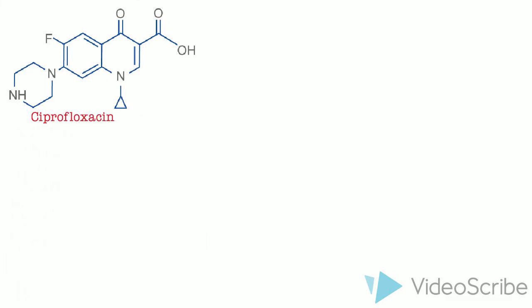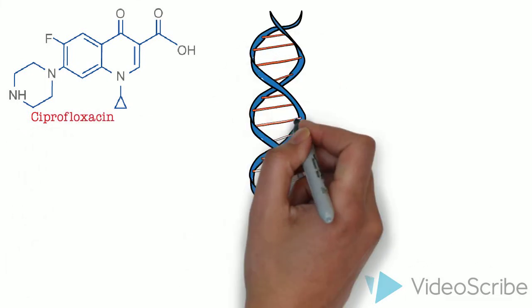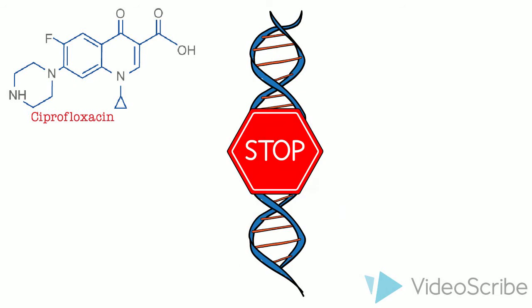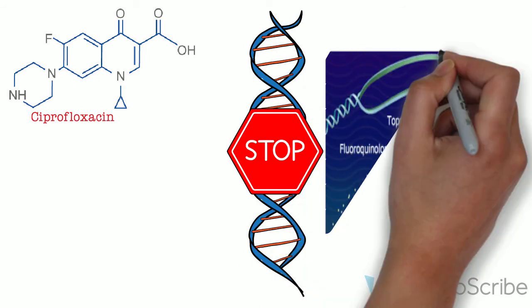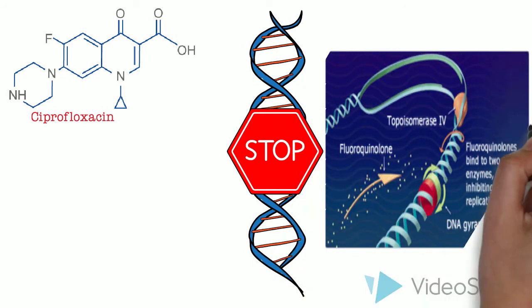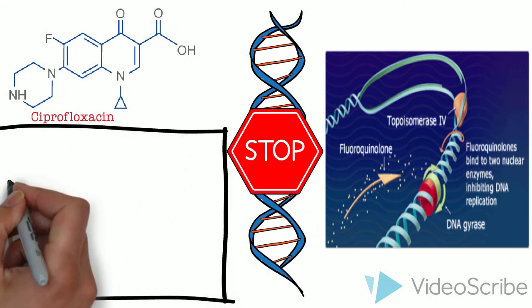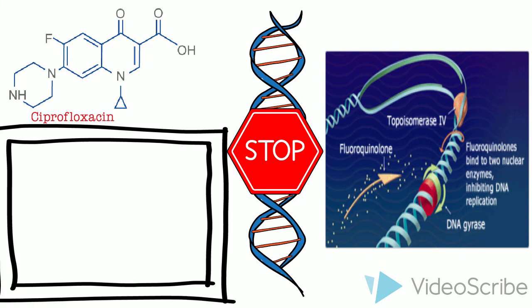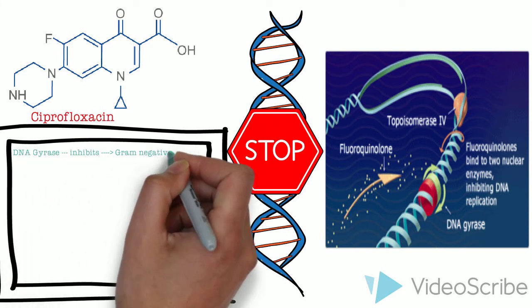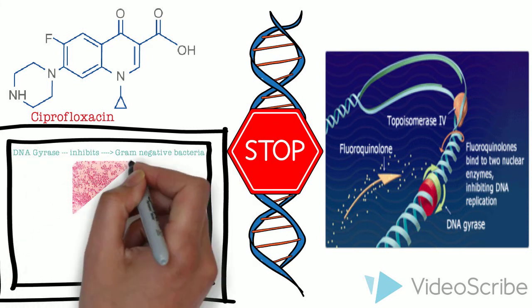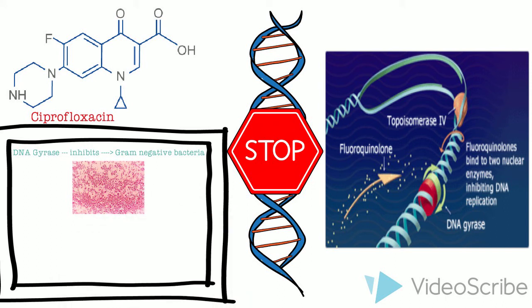Ciprofloxacin is one of the broad-spectrum antibiotics of the fluoroquinolone class. Fluoroquinolones inhibit the replication and transcription of bacterial DNA by stabilizing the complex formed between DNA gyrase and topoisomerase 4, with the drug showing 100-fold selectivity for the bacterial enzyme over the corresponding enzyme in human cells. Ciprofloxacin acts by inhibiting the enzymes DNA gyrase in gram-negative bacteria and topoisomerase 4 in gram-positive.